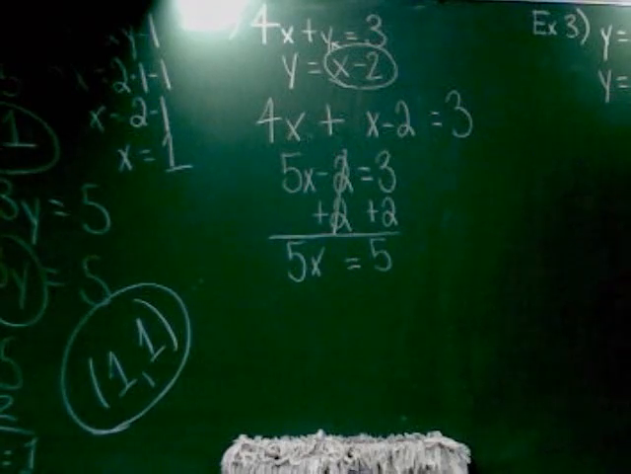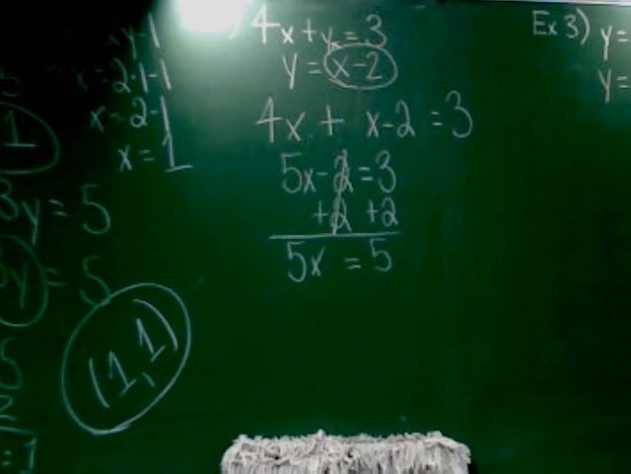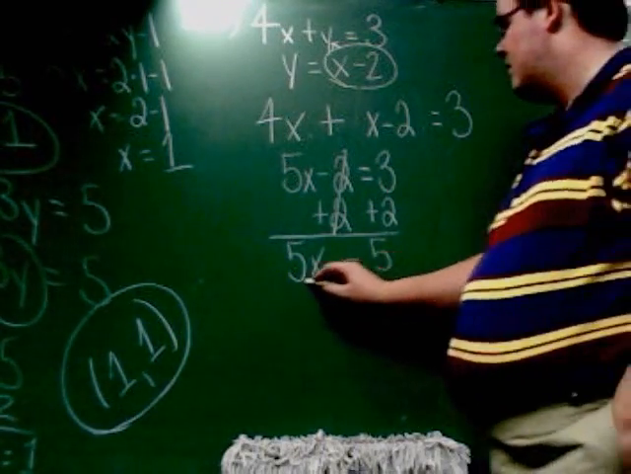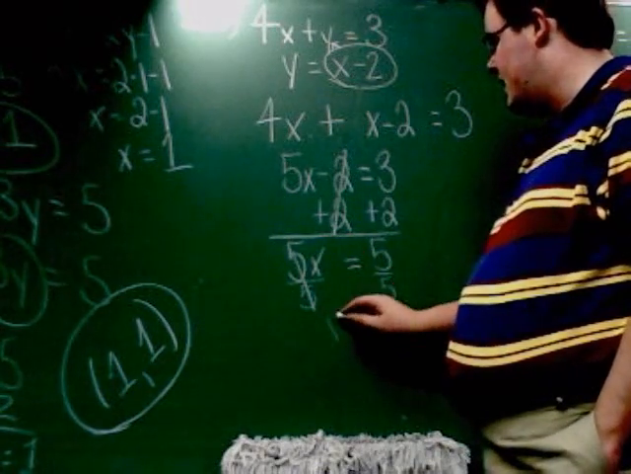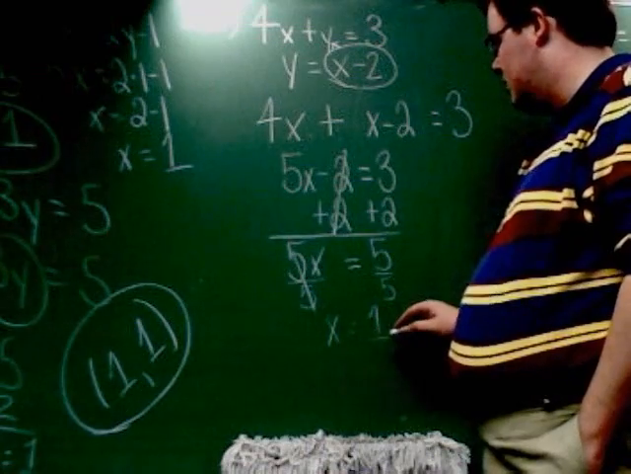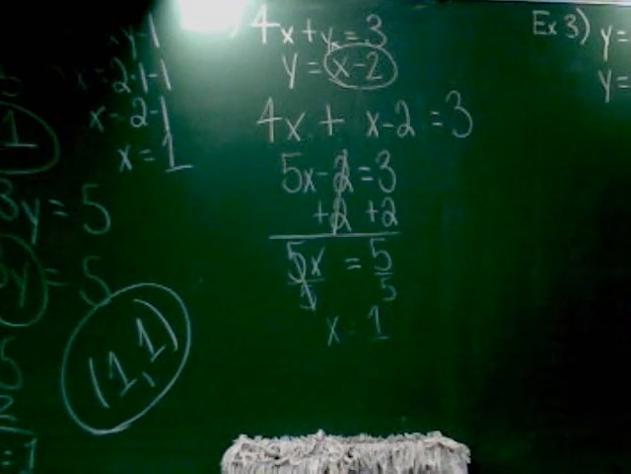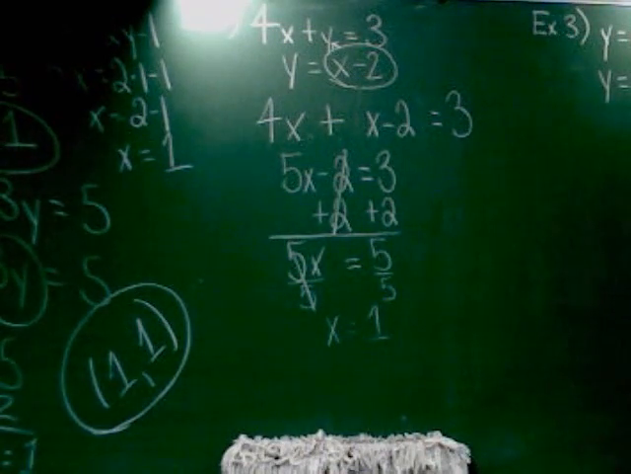Divide each side by, you really can't screw this one up, 5. And we get x equals 1. All right, half the problem done. Half to go. Now, again, you've got to go back to your original 2 equations.